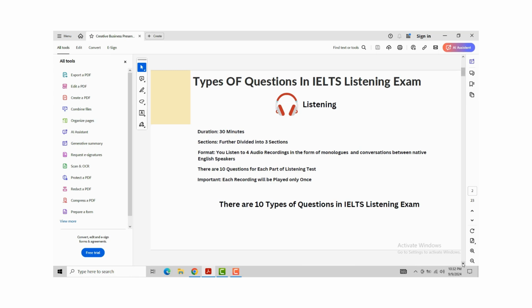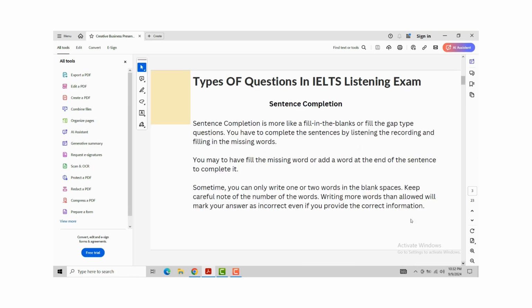So moving forward to our first type of question. The first type of question is sentence completion. As the name suggests, sentence completion is more like a fill in the blanks, or fill the gap type of question. You have to complete the sentences by listening to the audio and filling in the missing words.